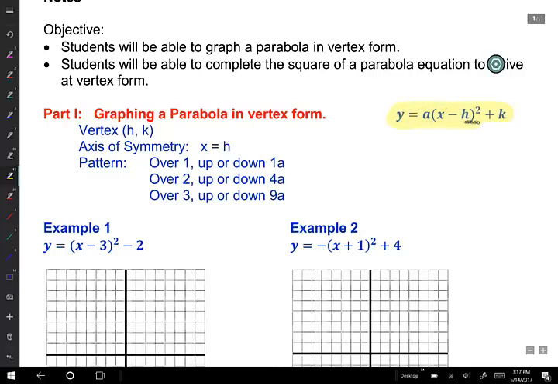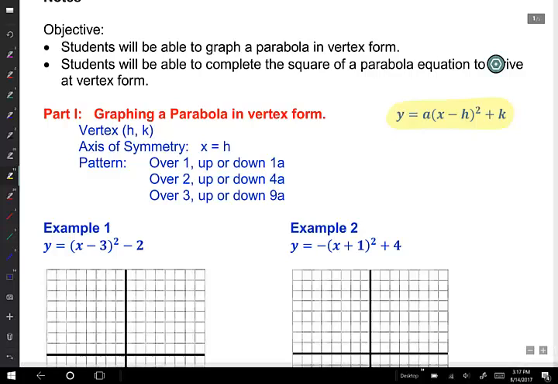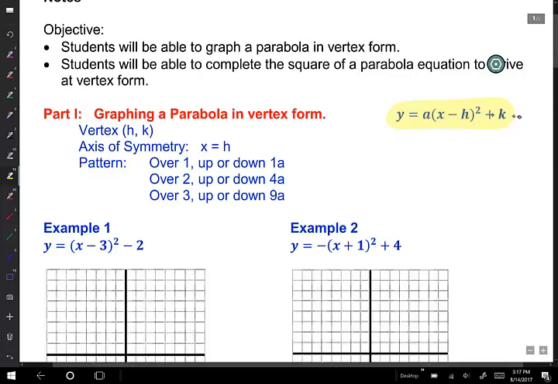Now, the a has to do with the shape of the parabola. The higher the number a is, the skinnier the parabola is, and the closer the number a is to 0, the wider the parabola is. H and k are the locations of the vertex. Notice it's the opposite of the middle number, and k is the actual number.